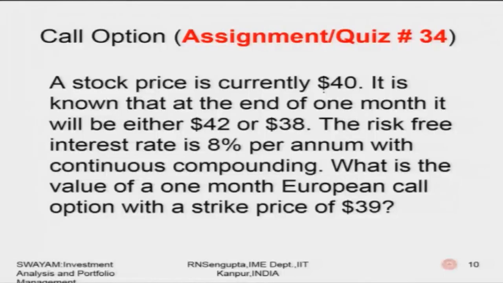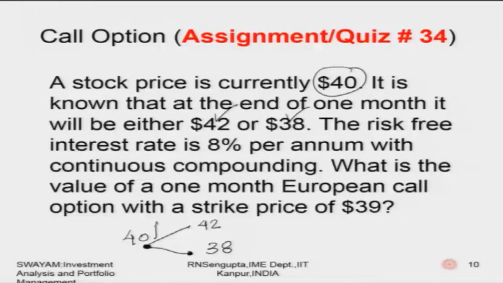Now, here we consider either the price would increase or decrease. As given here, it can increase to 42, it can decrease to 38, and it was initially 40. So, if I have the tree diagram on this binomial concept, this is 40, without the units, it increases to 42, without the units, it decreases to 38.